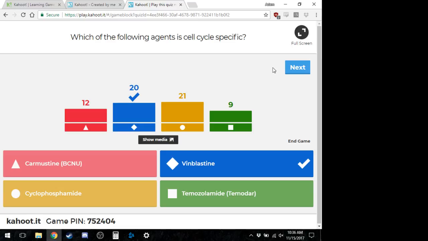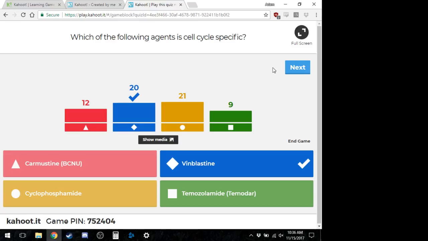Where did they alkylate? Yes, they're usually going to be binding to guanine in the DNA. They're going to cause interstrand connections. It's going to change the conformation there, prevent things like DNA polymerase from working on it, causing DNA damage, right? Those are cell cycle non-specific because they can affect the DNA at any point, right? That's not only during synthesis, it's not only during mitosis.